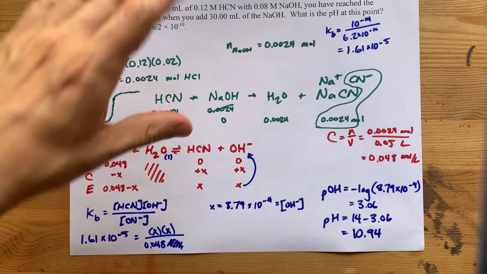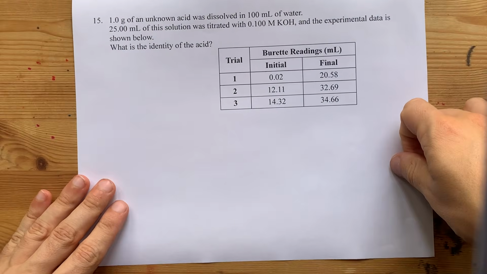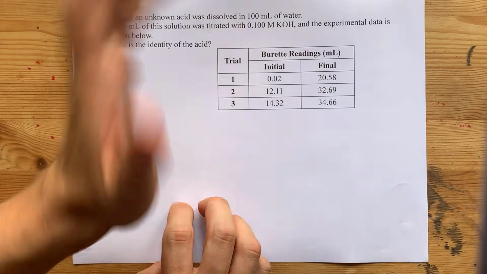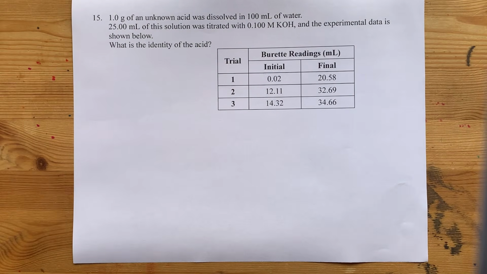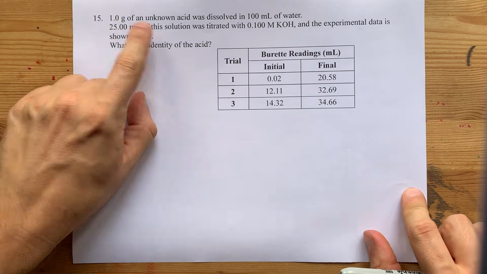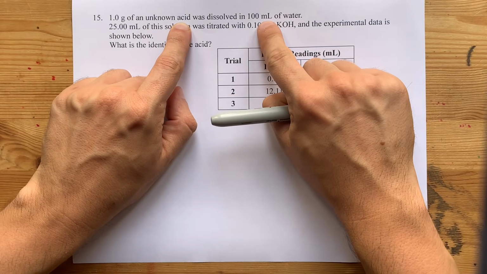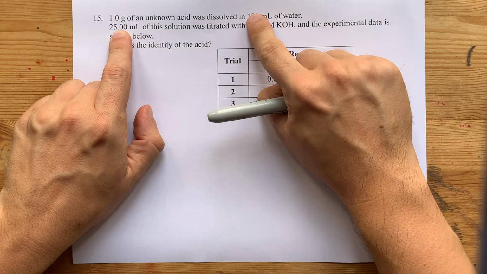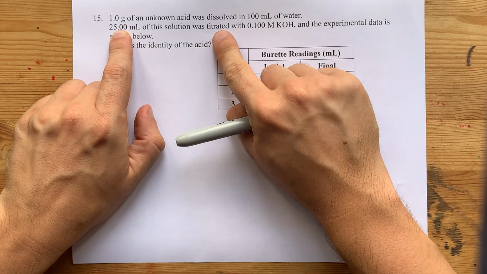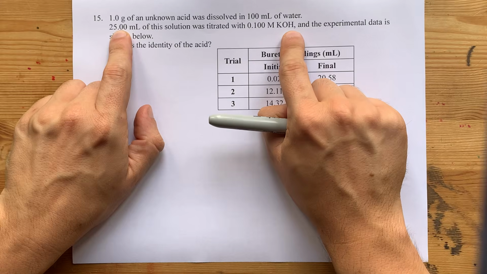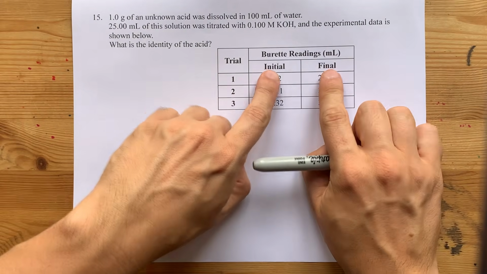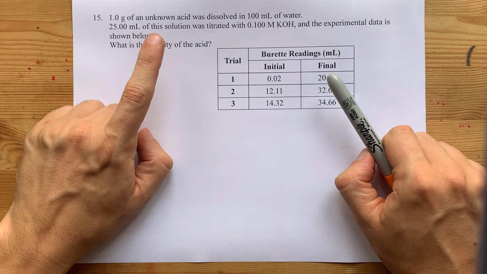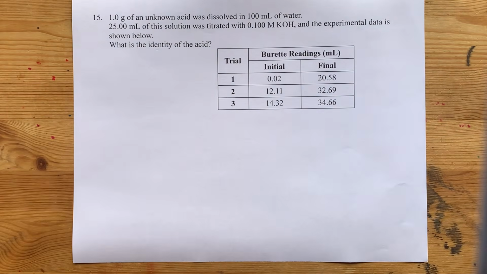Okay, we got one more question here, and I'm only doing this in case your teacher expects you to deal with experimental results. Here, we have 1 gram of an unknown acid in 100 mL of water. 25 milliliters of that solution is titrated with some KOH. And you do that titration 3 times. They want to know the identity of the acid.